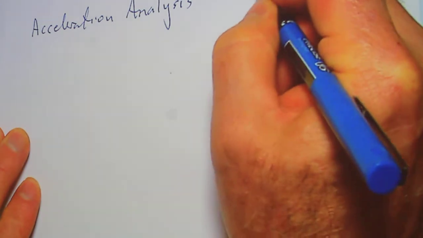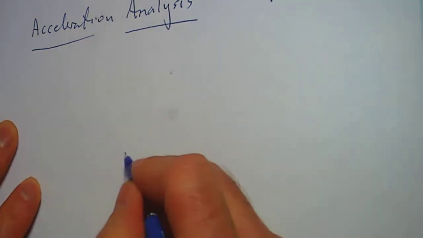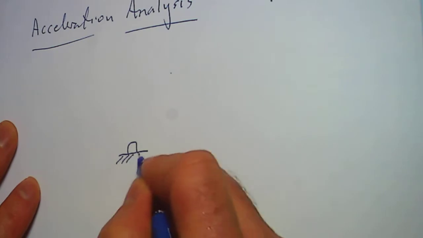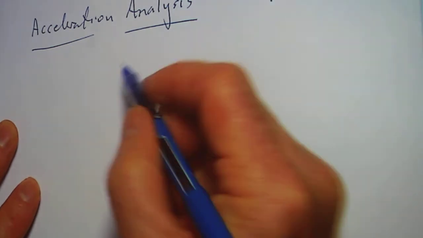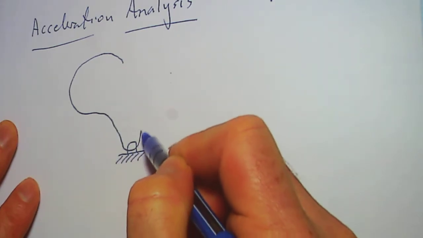This is in chapter 7. All right. Let me go ahead and kind of set this up for you. Let's draw our kidney bean rotating about the ground.